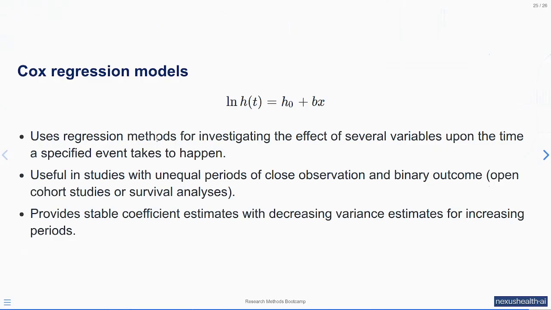So we can use regression methods to investigate the effect of several variables upon the time a specified event takes to happen. And this is useful in studies with unequal periods of observation and binary outcome. So open cohort studies or survival analysis. And this provides stable coefficient estimates with decreasing variance estimates for increasing periods.